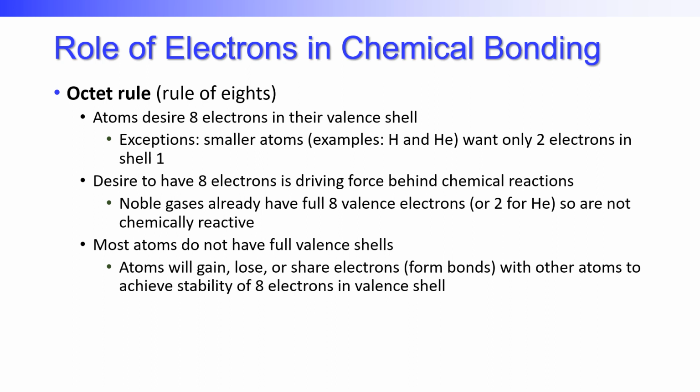The reason why is that most atoms don't have full valence shells, and it is the drive to have these full valence shells that is going to drive either the gain or the loss or even the sharing of electrons to create those unions that we call molecules or compounds. Because by doing so, either by losing or gaining electrons, it's going to drive that stability to have 8 electrons in the valence shell. So let's take a look at some of that.